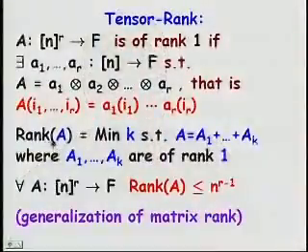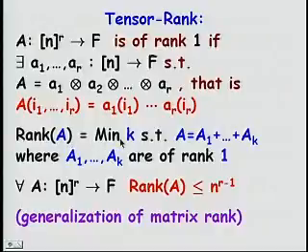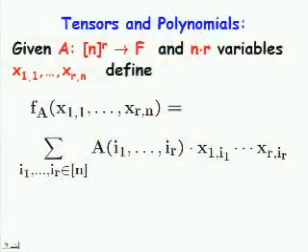In general, we define the rank of A as the minimal k such that we can write A as the sum of k tensors of rank 1. And this is exactly a generalization of matrix rank, except that we talk about tensors of higher dimension. For any tensor A, the rank of A is at most n to the r minus 1, exactly like the rank of a matrix is at most n. So this we know. Everything here is just a generalization of matrix rank.